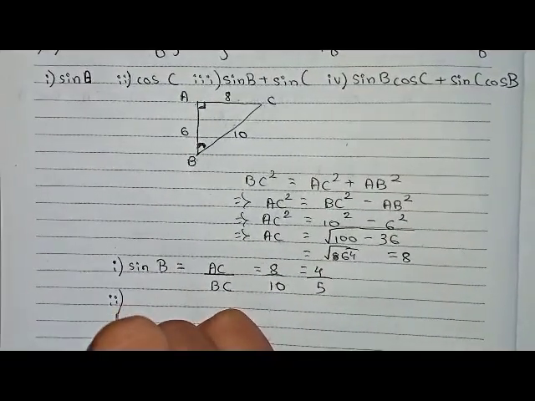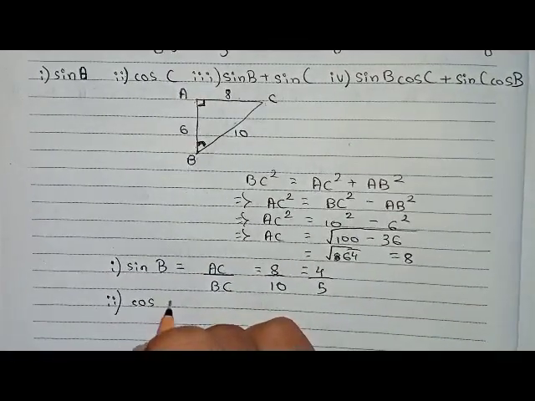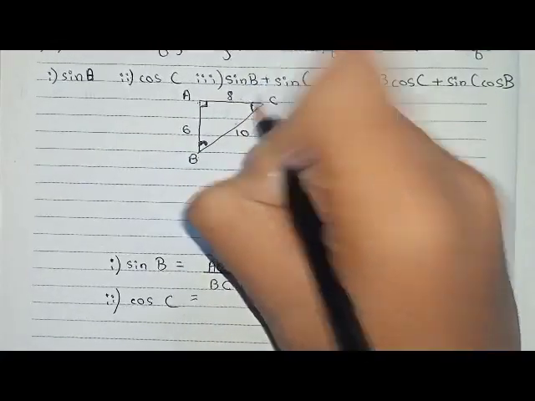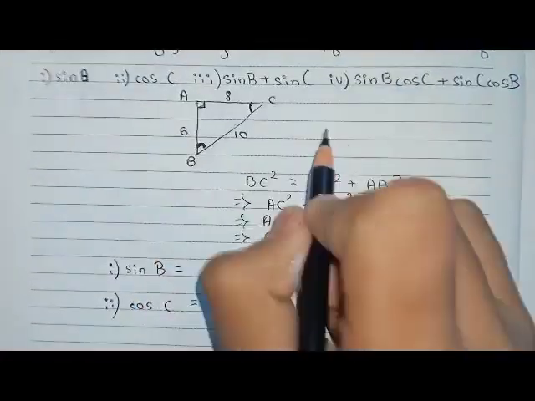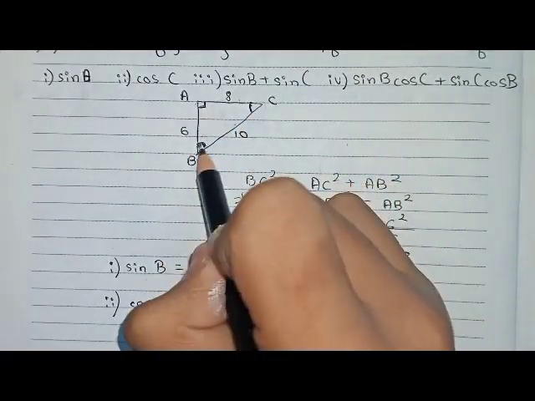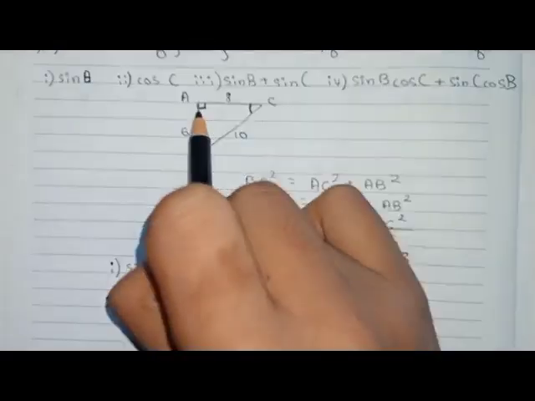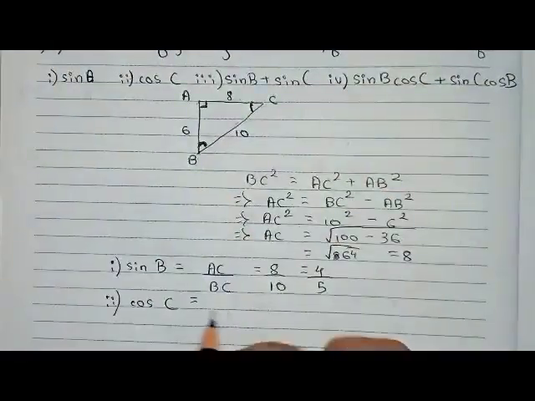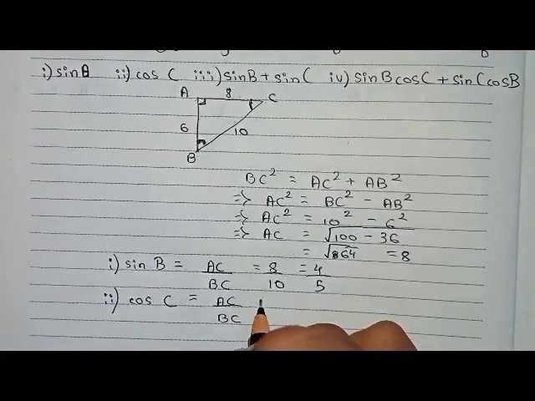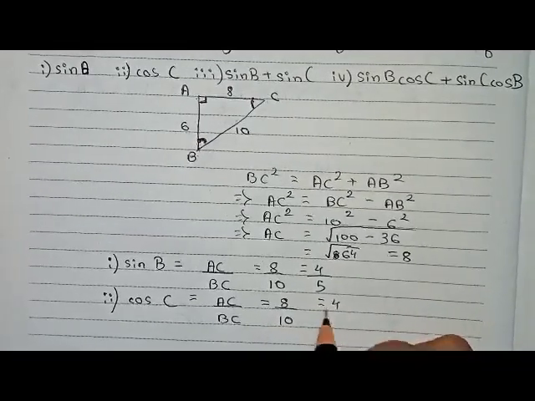The second question says cos C, so we find out cos C. So this is our angle. Cos means base by hypotenuse. Opposite to this angle is AB, so AB will be the height in this case. So definitely AC will be the base. In this case also, AC by BC is equal to 8 by 10, that will be equal to 4 by 5.